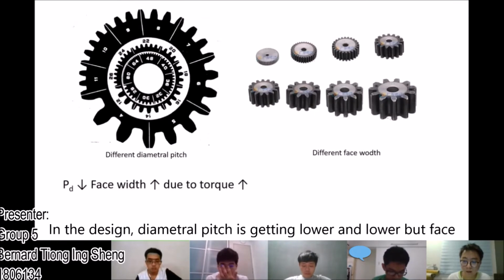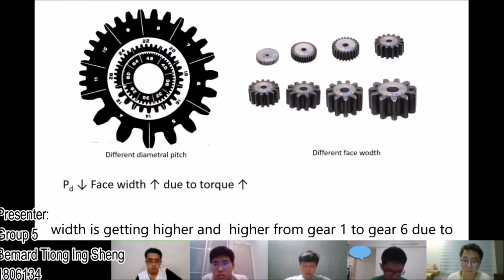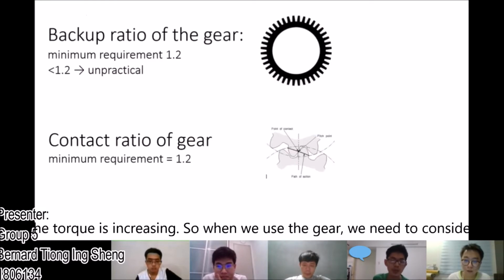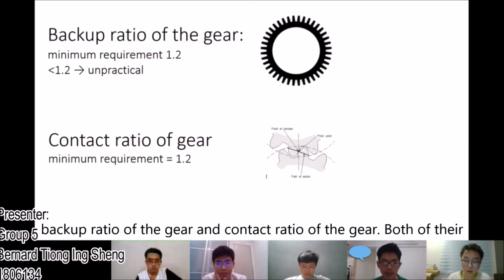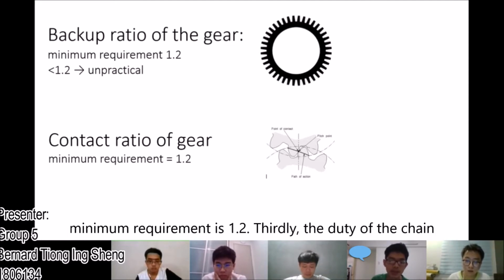In the design, diameter pitch is getting lower and lower, but face width is getting higher and higher from gear 1 to gear 6 due to the torque increasing. So when we use the gear, we need to consider bending ratio of the gear and contact ratio of the gear. Both of them have a minimum requirement of 1.2.